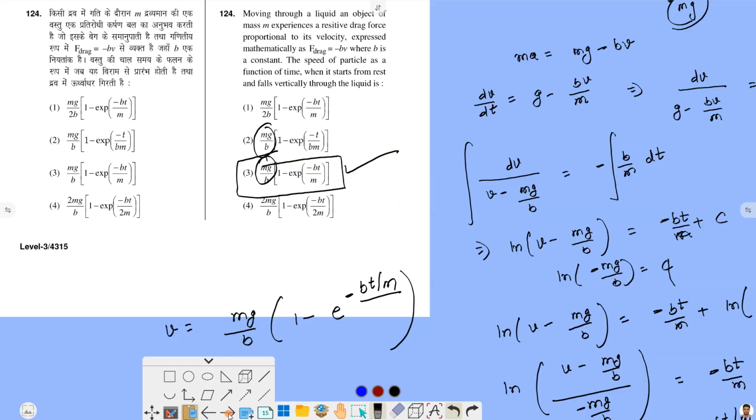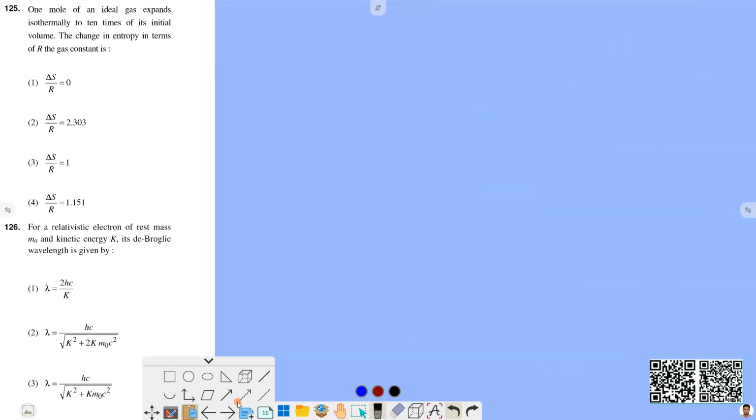Now let us move ahead to question number 125. So 1 mole of an ideal gas expands isothermally to 10 times its initial volume. The change in entropy in terms of R, the gas constant, is. So we have to find out change in entropy. So we know that delta S is equal to basically Q by T. And we know that delta Q is equal to delta U plus delta W. Now here we have an isothermal process. So delta U will be equal to 0, and delta W will be equal to nRT ln V final by V initial.